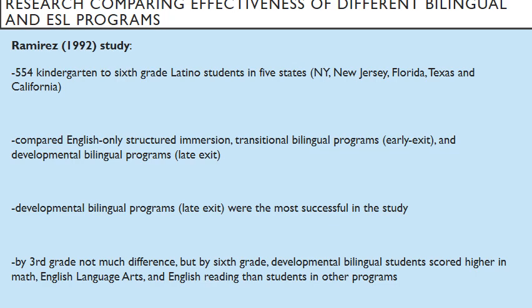Ramirez found that developmental bilingual programs, or late exit programs, where students learned their native language, were the most successful out of all of those groups. It's interesting that by third grade, there wasn't that much difference between the students. But by sixth grade, the longer the students stayed in those developmental bilingual programs, those students scored higher in math, English language arts, and English reading than the students in the other programs who had had almost most of their instruction in all English situations.